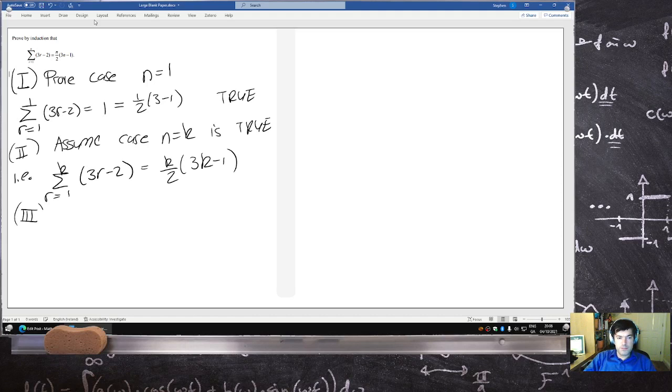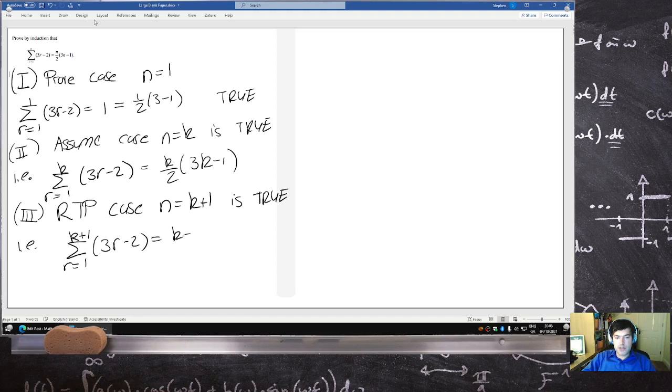Step 3. We're required to prove case n equals k plus 1 is true, i.e. the sum from 1 to k plus 1 of 3r minus 2 equals k plus 1 over 2 times 3 times k plus 1 minus 1.